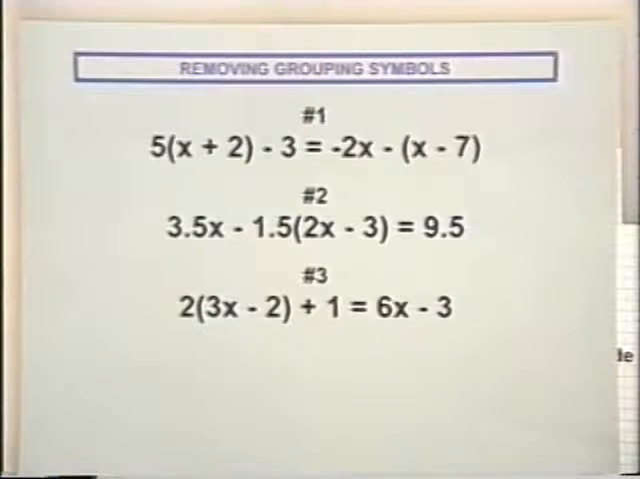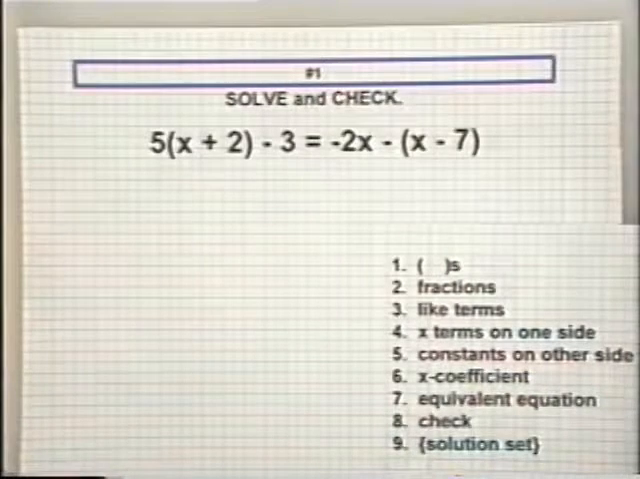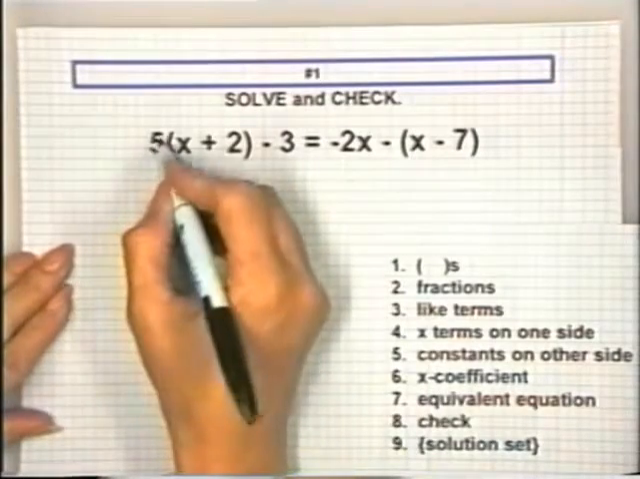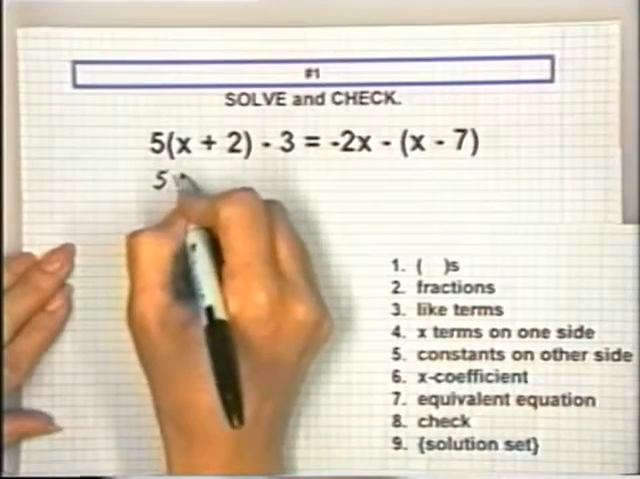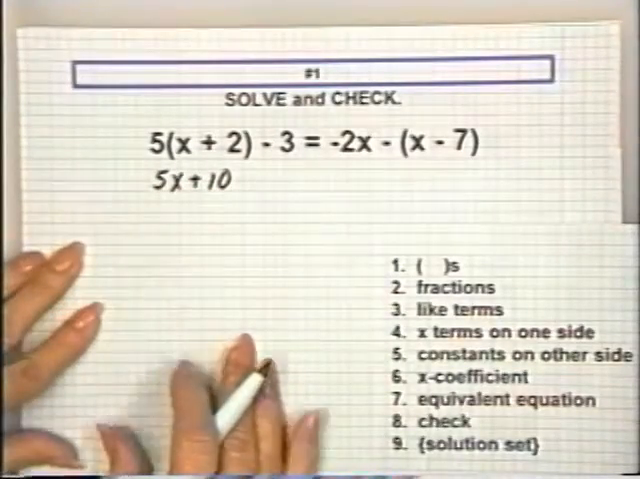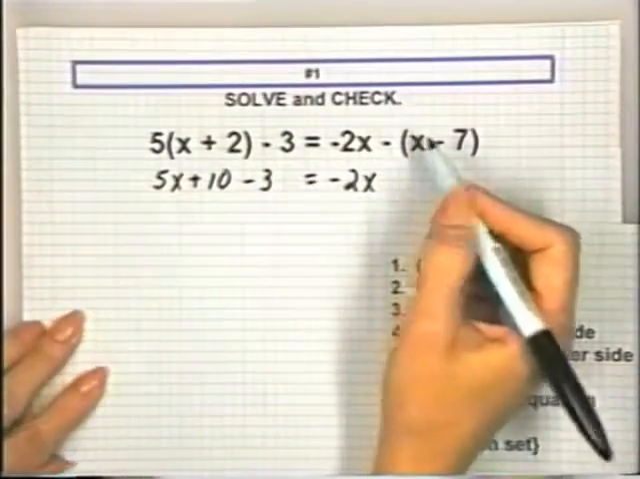Removing grouping symbols. Here are the equations I shall solve in this set of problems. Problem number 1, solve and check. It is a linear equation, so I want to follow my steps to isolate x. First, I will remove the parentheses. To do that, I will distribute this 5. 5 times x is 5x. 5 times 2 gives me 10. And then I have a negative 3 equals minus 2x.